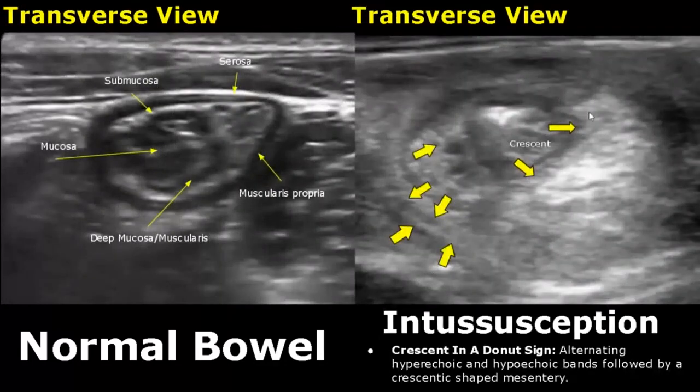Crescent in a donut sign can be seen in transverse plane. There are alternating hyperechoic and hypoechoic bands seen on one side and a crescentic shaped hyperechoic structure made of mesenteric fat on the other side.